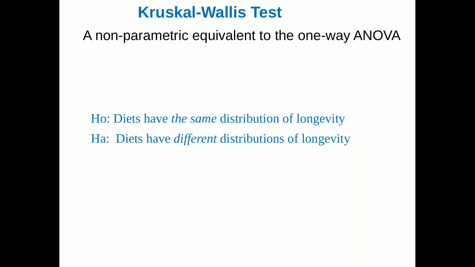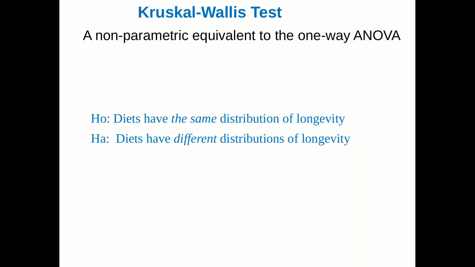Let's talk a little bit about the non-parametric options to one-way ANOVA. When the assumptions are not matched from your experiment, you might need to use a non-parametric option. For one-way ANOVA, this test is the Kruskal-Wallis test, and we'll take a quick look at it.